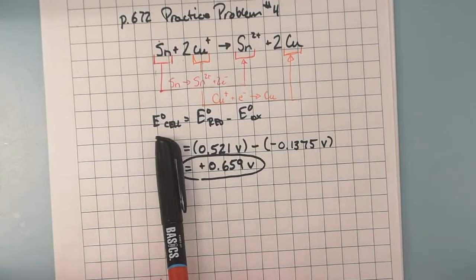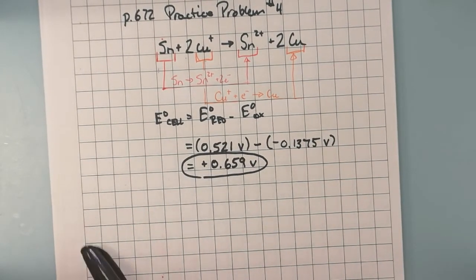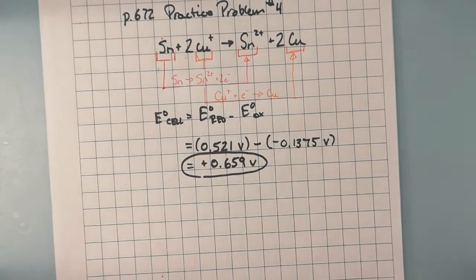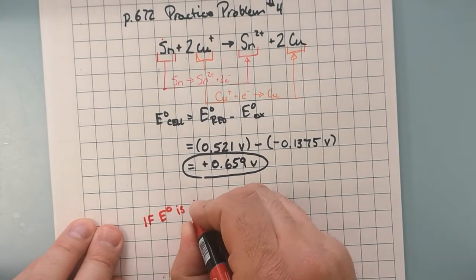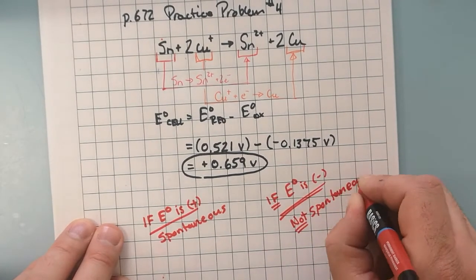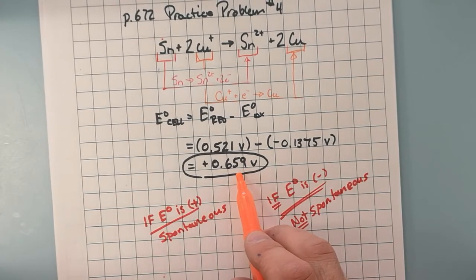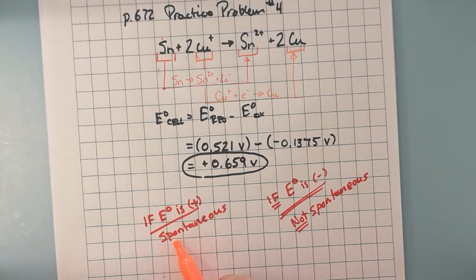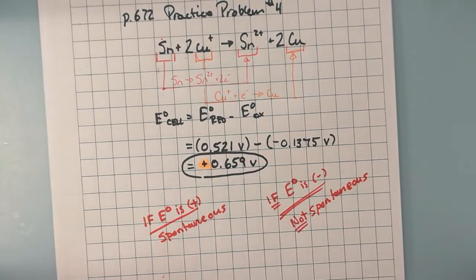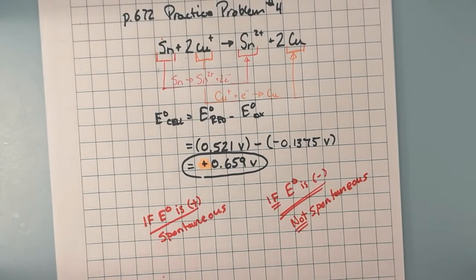Now, the cell potential describes with what force electrons are being pushed from the oxidation half reaction to the reduction half reaction through the wire or through the connection. If the cell potential is positive, 0.659, it is, the reaction will be spontaneous. This is a spontaneous reaction because we have that positive value in front. If this cell potential was negative, however, this would not be a spontaneous reaction.